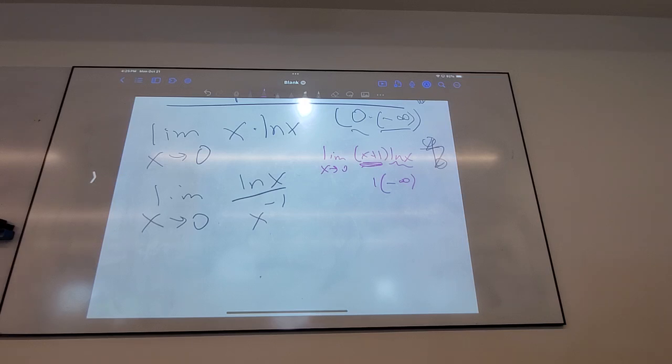So this is indeterminate because 0 times anything is 0, but anything times infinity is infinity. So 0 times infinity is, I don't know.